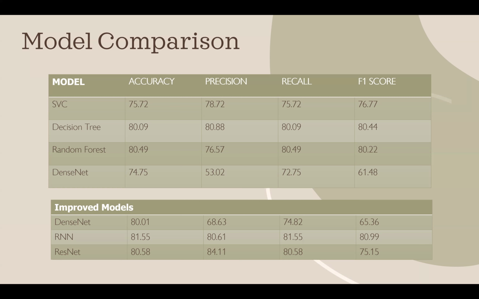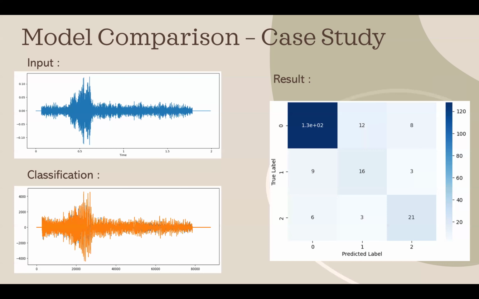Coming to the next slide. Here comes a case study in which we take an audio file as an input, and it analyzes the accurate model for the classification to generate the results in the confusion matrix format. For example, I can see in the result for the truth table 0, it shows 130. For truth table 1, it shows 16, and again for the second, it shows 21. Next slide, please.